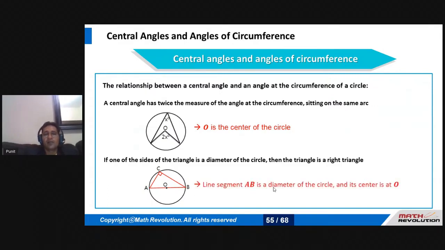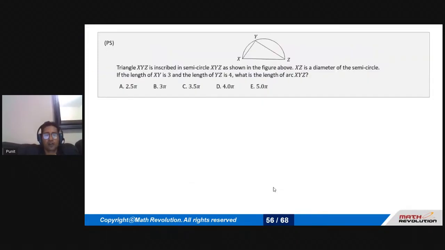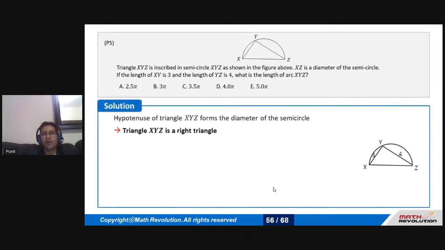The line segment AB is a diameter, center is O. So if one of the sides is a diameter, the triangle is a right angle triangle. Let's try a question on this part. Triangle XYZ is inscribed in a semicircle as shown in the figure. XZ is a diameter. If the length of XY is 3 and the length of YZ is 4, what is the length of arc XYZ? Now we know that if it is 3 and 4, Y would be 90 degrees. So XZ will be acting as the hypotenuse.